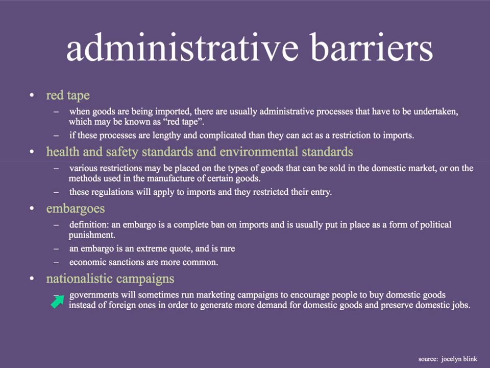It's pretty straightforward. Okay, so administrative barriers. The fourth type of protectionist measure a government can take. There are mainly three different kinds: red tape, health and safety standards and environmental standards, and embargoes. The nationalistic campaign is one I threw in there. It's certainly a valid one you could use. These are all good reasons to have in your mind in the evaluation section of all your questions.